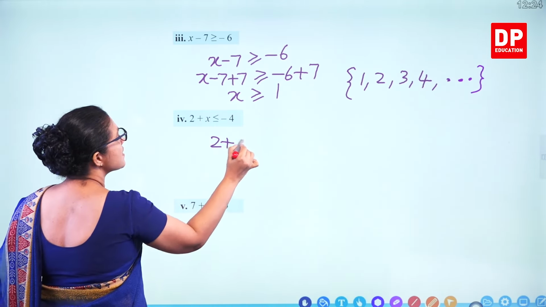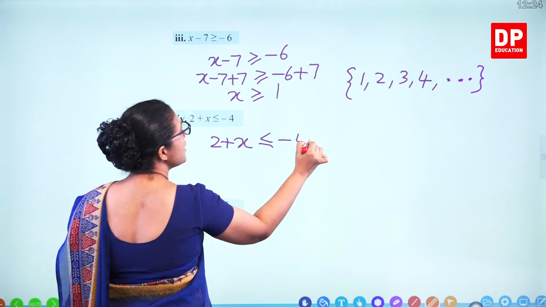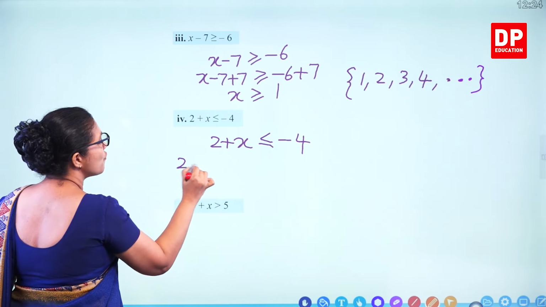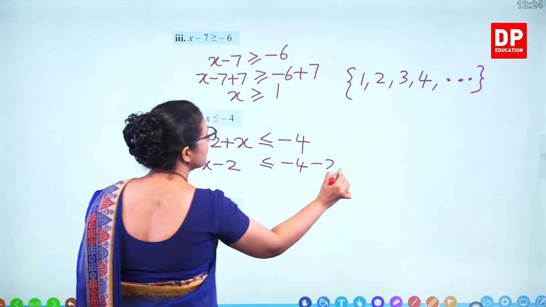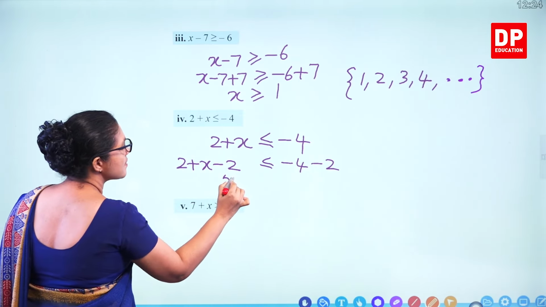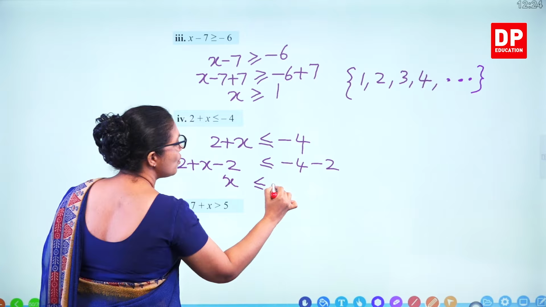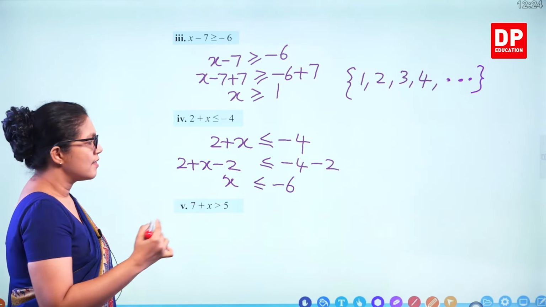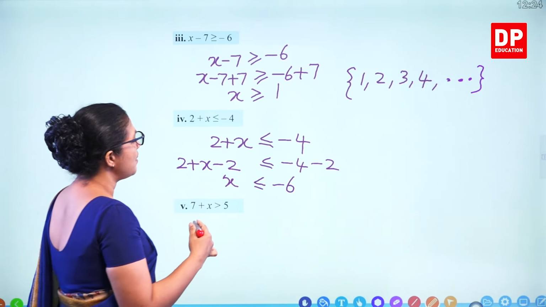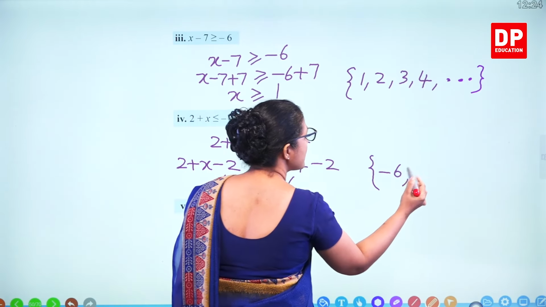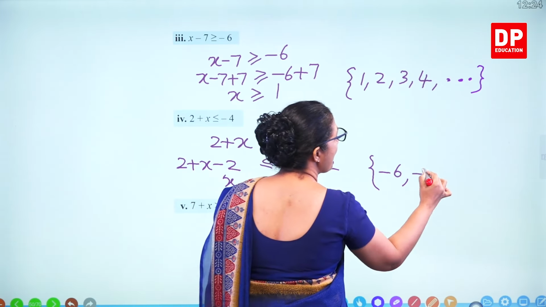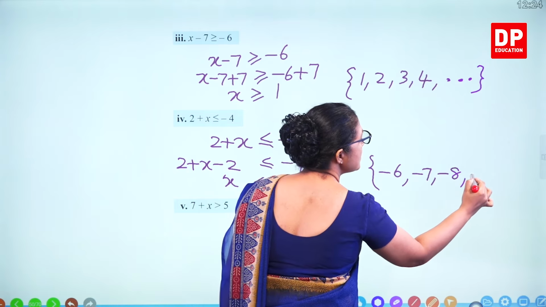2 plus x is less than or equal to minus 4. Subtract 2 from both sides. So you get x is less than or equal to minus 6. So any number less than minus 6. So these are integers, starting from minus 6 this way. Minus 7, minus 8, minus 9.